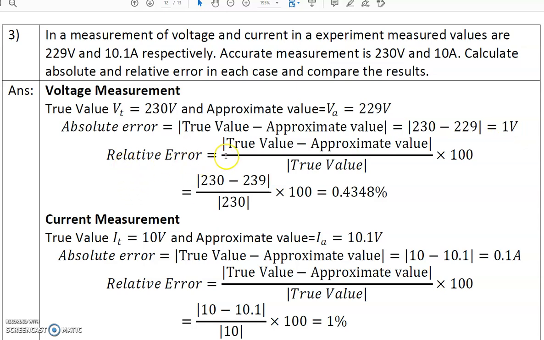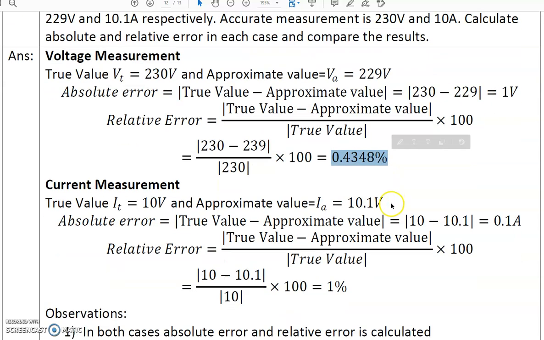How will you calculate the relative error? Relative error is equal to the mod of true value minus approximate value, upon the mod of true value. So that is 230 minus 229 divided by 230, that is absolute error divided by true value, into 100. So it comes to 0.4348. See, the absolute error has a unit, that is equal to the measurement quantity, but the relative error has no unit, the error is in percentage.